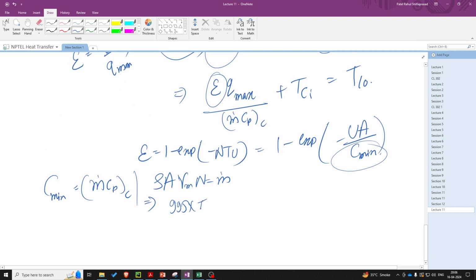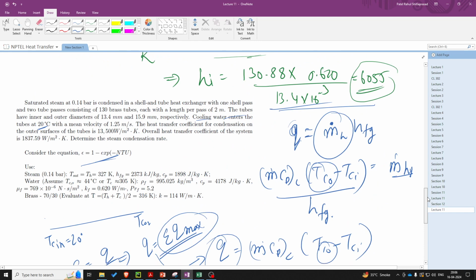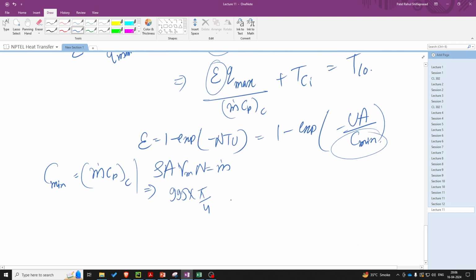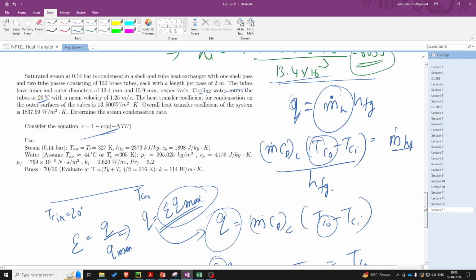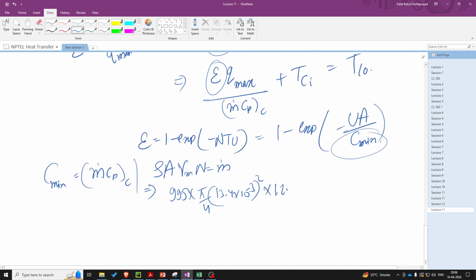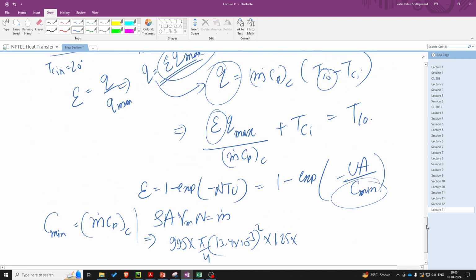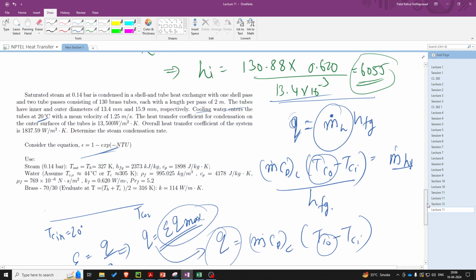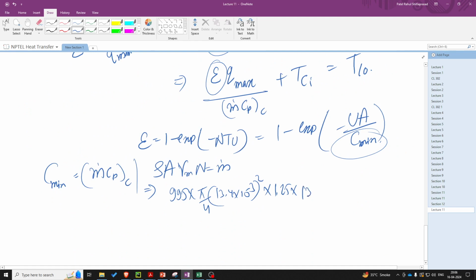will become the cross-section area, that is pi by 4 d squared. And the inner diameter is 13.4 times 10 to the power minus 3 meters. Velocity we have been given as 1.25 meters per second. The number of tubes is 130. So if you calculate this, the value of the mass flow rate should come around 22 kg per second.